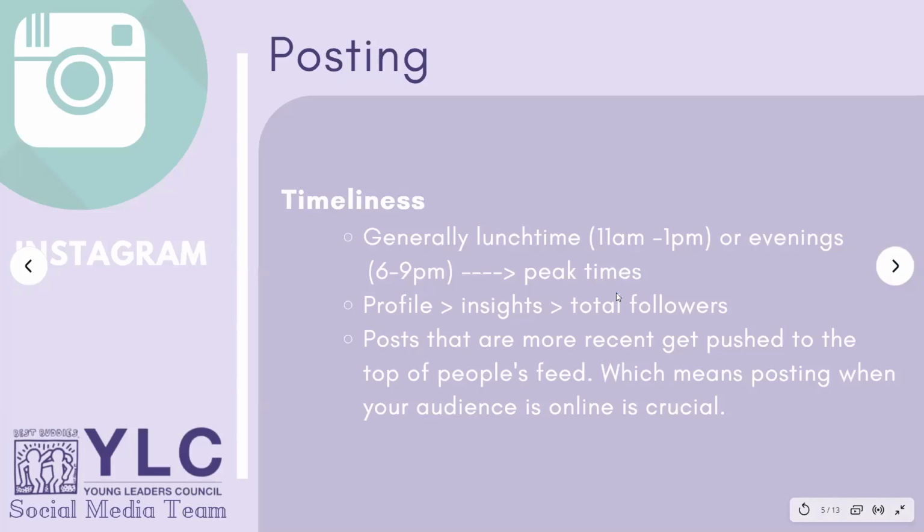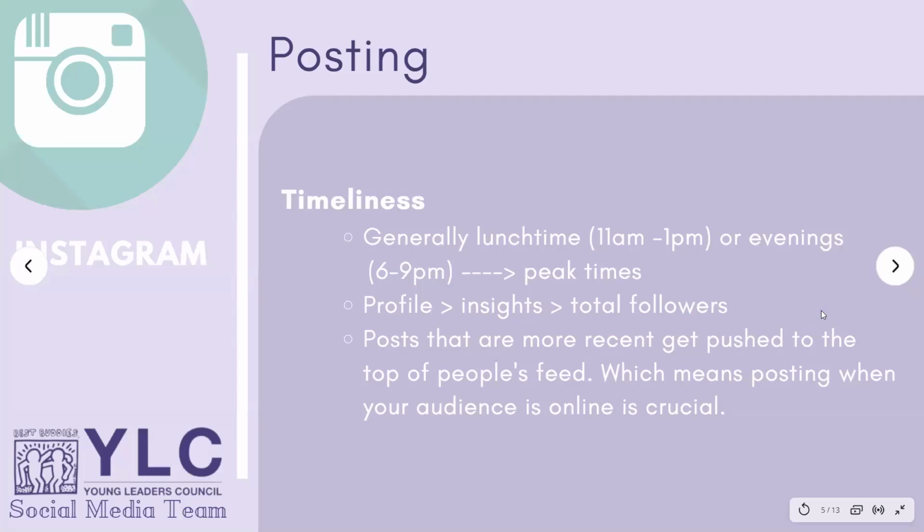Now moving on to posting. So these are some timelines that we like to follow for our account. Some good times to post are lunchtime, so like 11 a.m. to 1 p.m., or in the evening, 6 p.m. to 9 p.m. Those are generally the peak times where the most people are on Instagram. However, each account is a little bit different, and you can find out what the peak times are for your account and your followers using the insights tool on your account. And we'll go into a little more detail later on that tool, and a lot of other things that you can see regarding that.